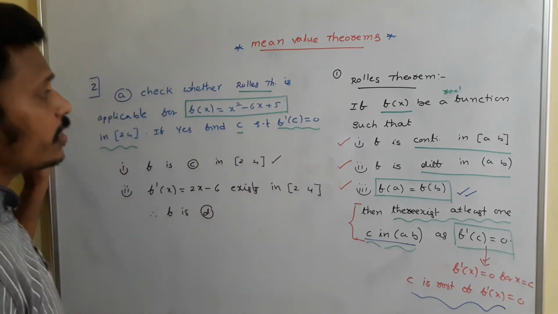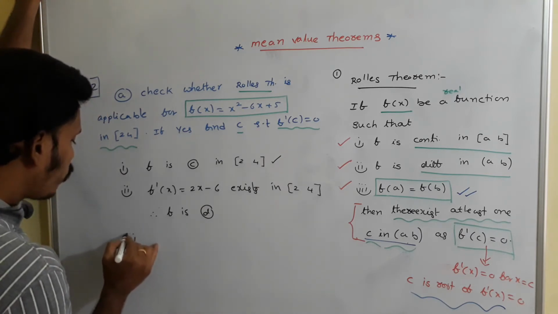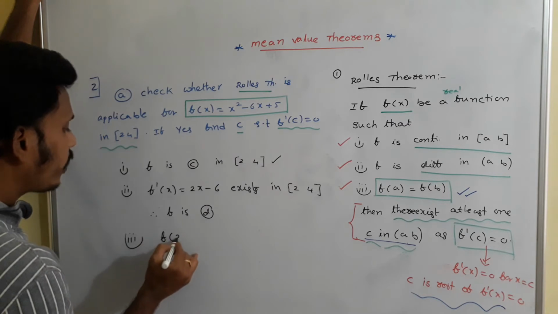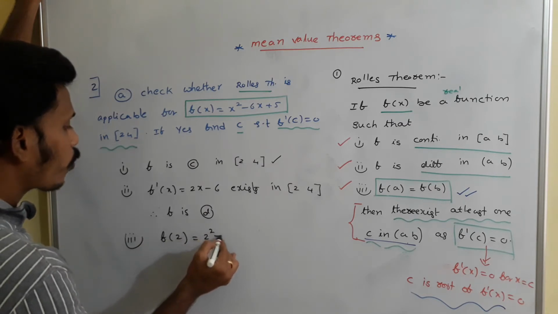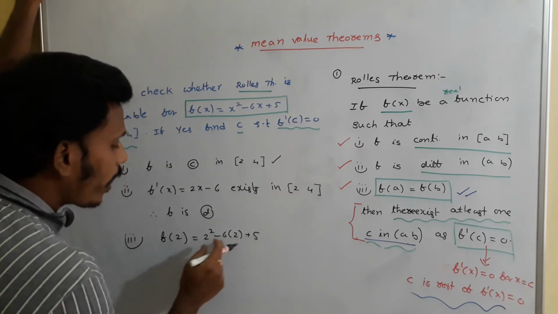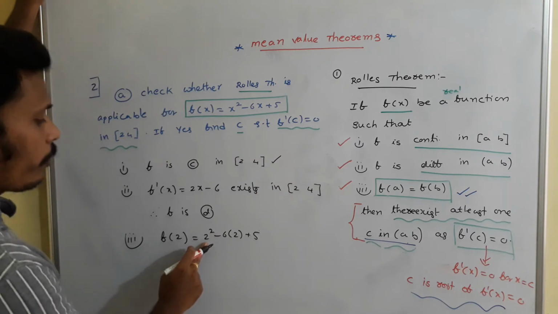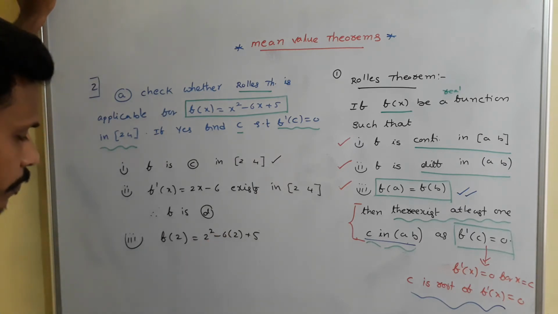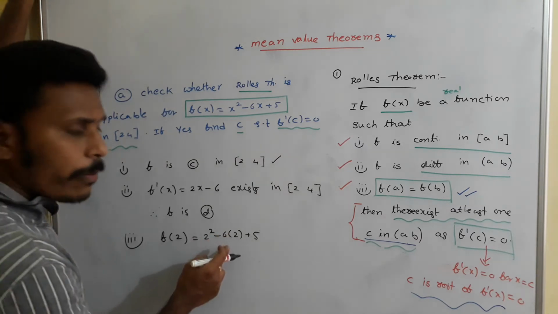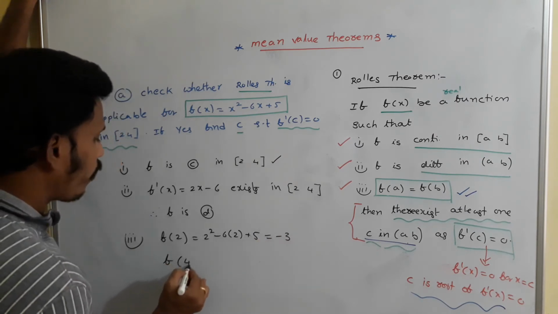The third condition is f of a is equal to f of b. Whether it is right or wrong, we need to check. Just calculate the value of f of 2. 2 square minus 6 into 2 plus 5. 2 square is 4, 4 plus 5 is 9, 9 minus 12 is minus 3.